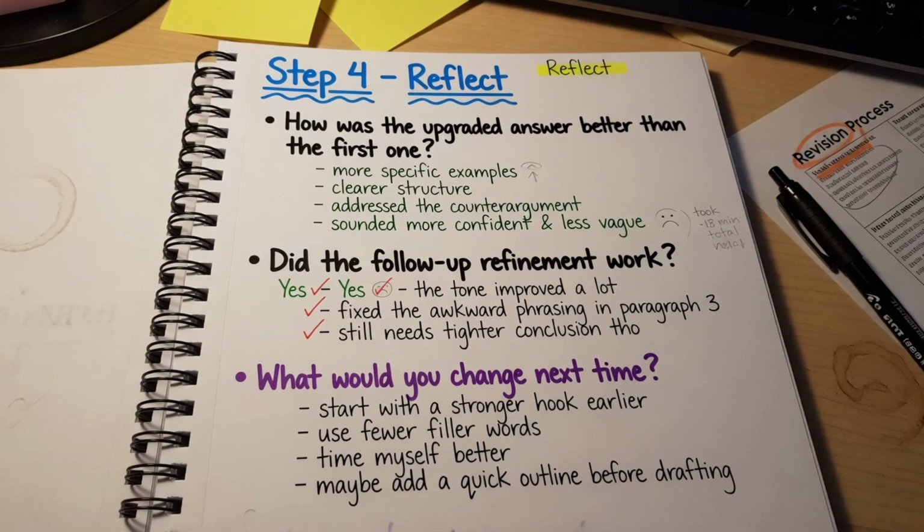Step 4. Reflect. Write down or think about. How was the upgraded answer better than the first one? Did the follow-up refinement work? What would you change next time?